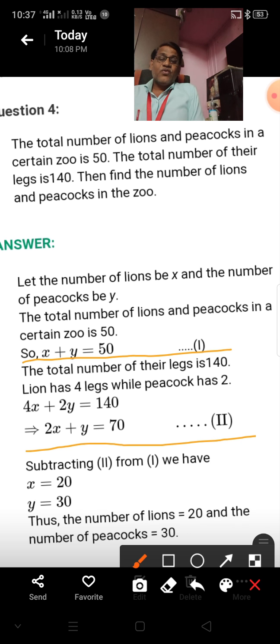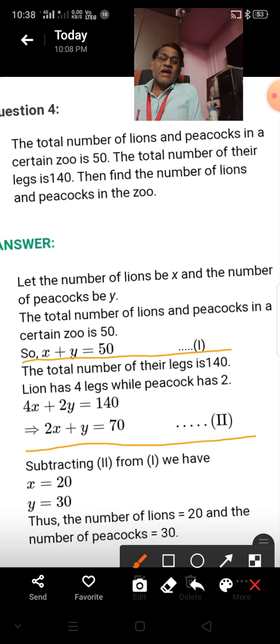Subtract equation 2 from 1 or 1 from 2. Then you get x is equal to 20. What is x? X is the number of lions. It means the total number of lions in the zoo is 20, and similarly the total number of peacocks in the zoo is 30, because the total is 50.